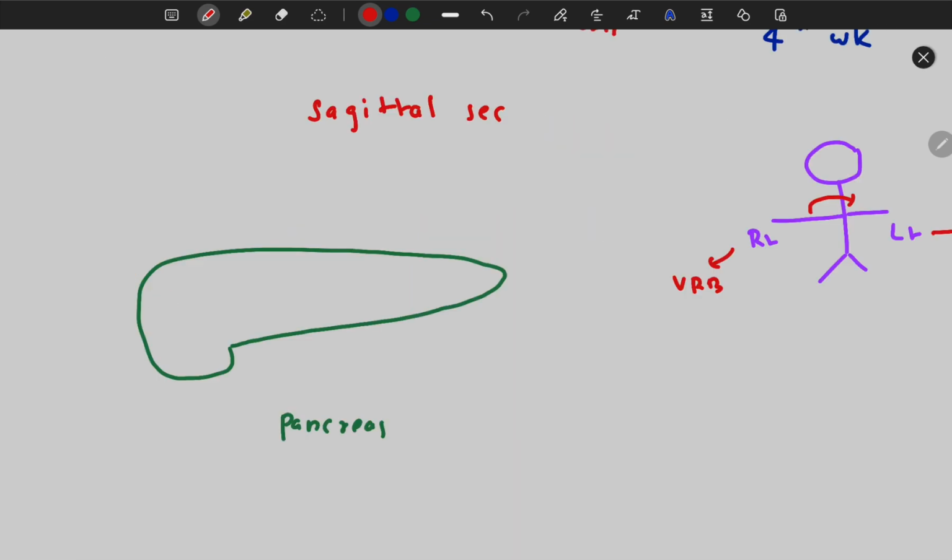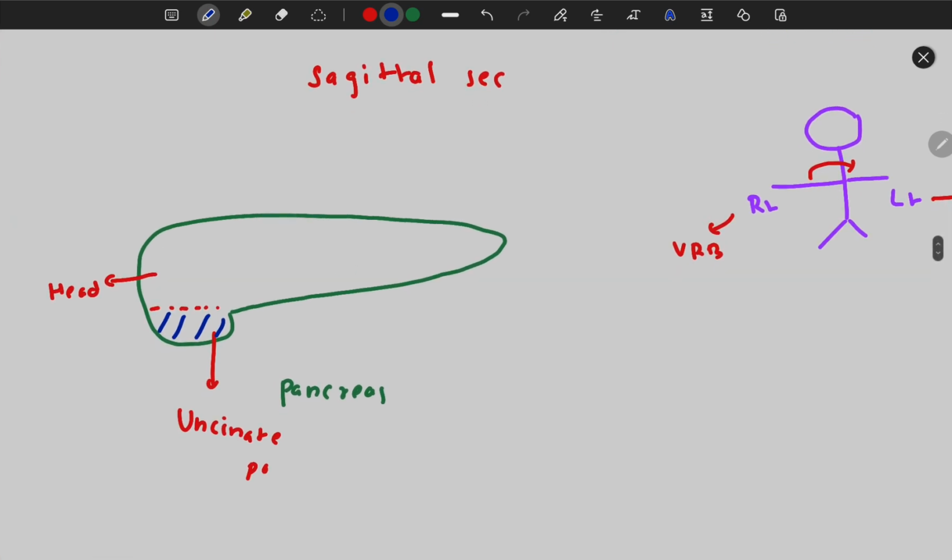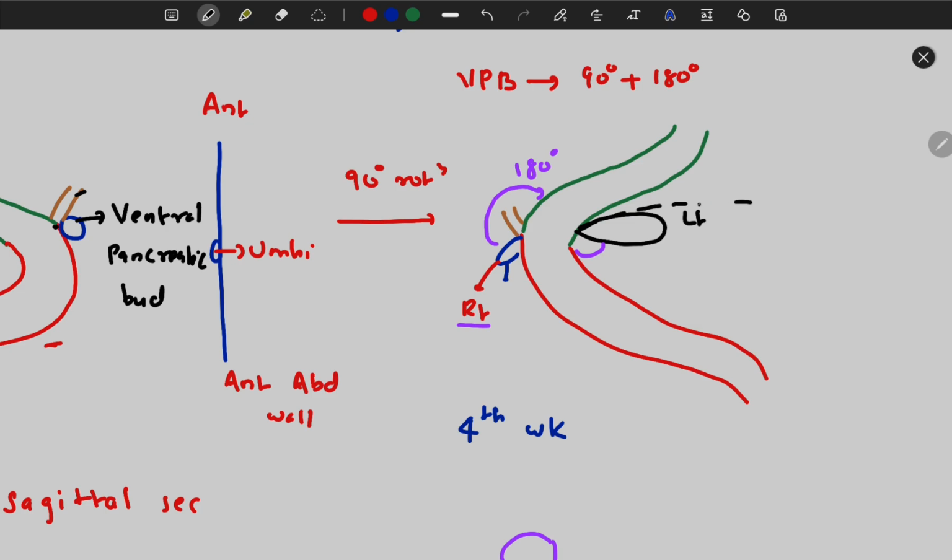pancreatic bud. So this is the head of the pancreas and this is the uncinate process. You can see that the entire pancreas except the lower part of the head of the pancreas and the uncinate process, that is this portion, is derived from the dorsal pancreatic bud. And this portion, the lower part of the head of the pancreas and the uncinate process, is derived from the ventral pancreatic bud. So here the dorsal pancreatic bud will develop eventually. The ventral pancreatic bud fuses posterior inferiorly to the dorsal pancreatic bud. Now each will have its own duct.